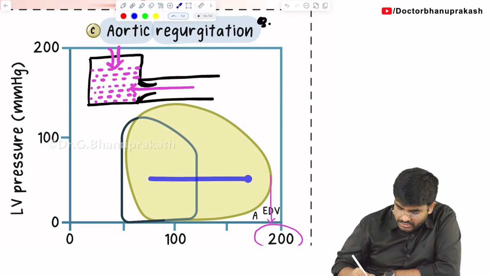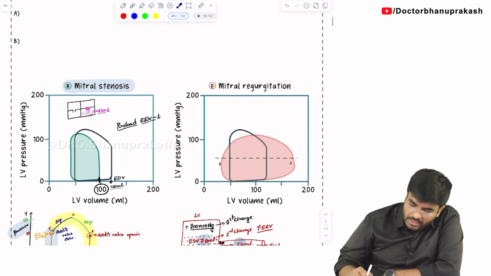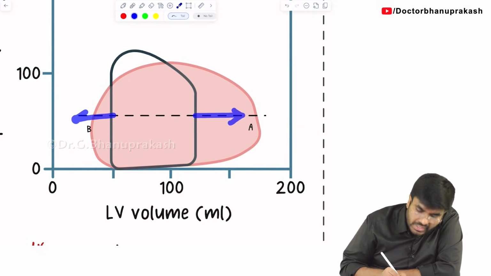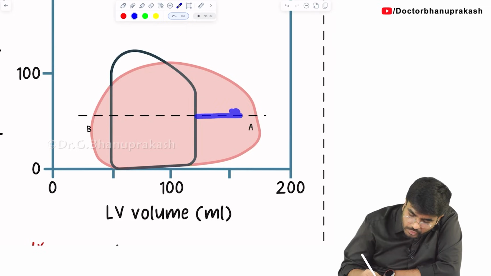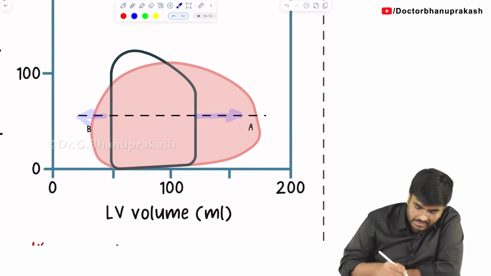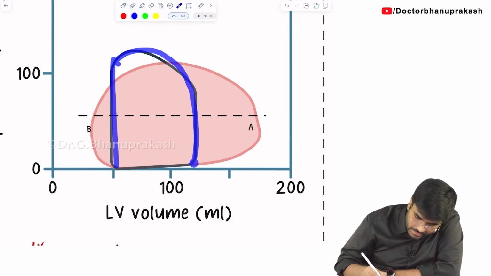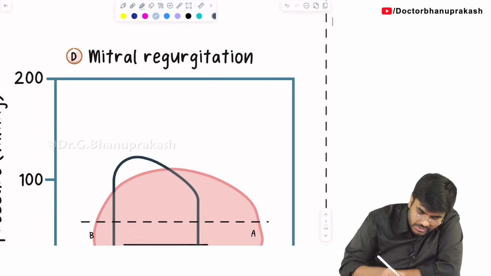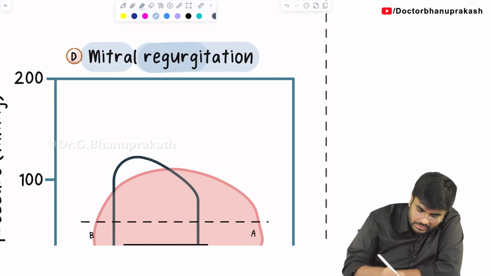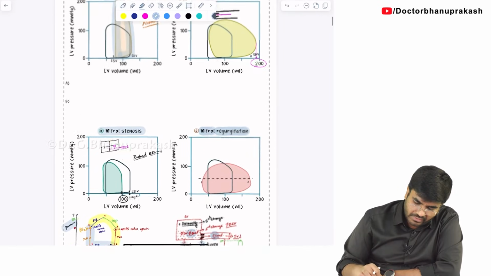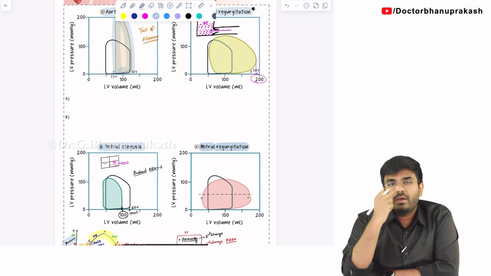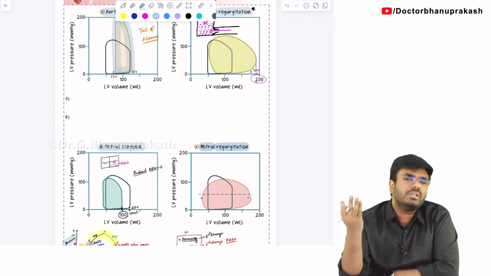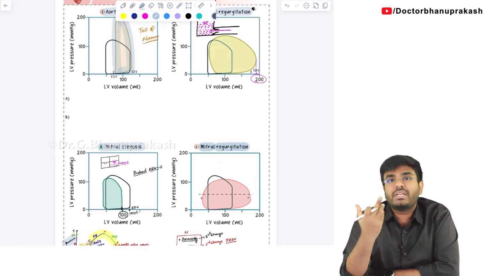Next, extension in both directions, not only one side, but two sides. This is normal. When compared to a normal person, if the left ventricular pressure volume loop is extended to two sides, that is mitral regurgitation. So just within 1 second, you can put the diagnosis. Tall one, aortic stenosis; short one, mitral stenosis. One side extension, aortic regurgitation; both side extension, mitral regurgitation. So this is how you can expect an MCQ.